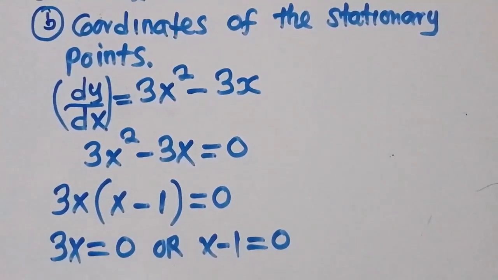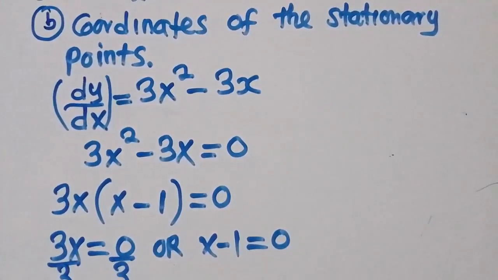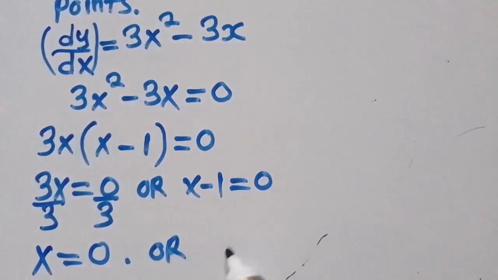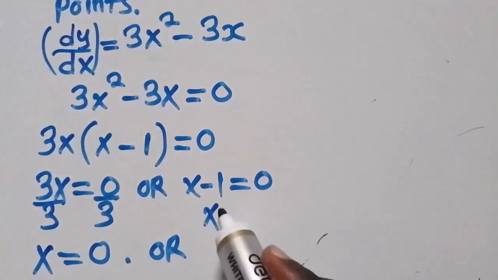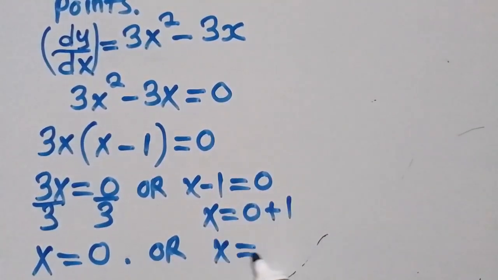If you solve this one, dividing by 3 here, by 3 here, x will be equal to 0. Or if you solve this one, x is equal to 0 plus 1, meaning x will be equal to 1. So these are the two answers that you found.